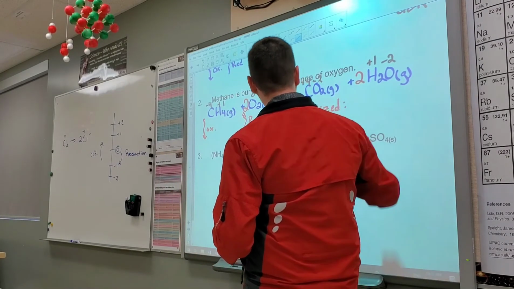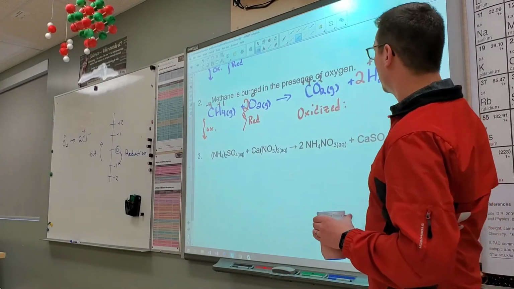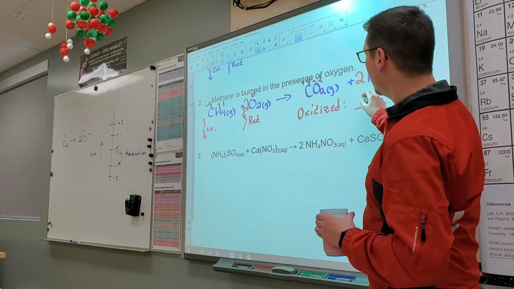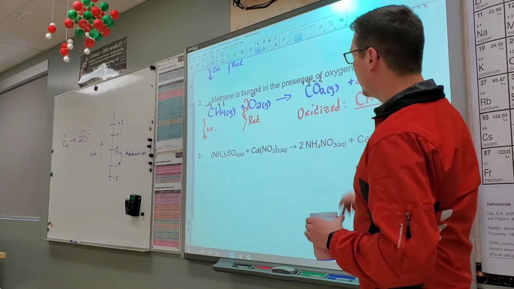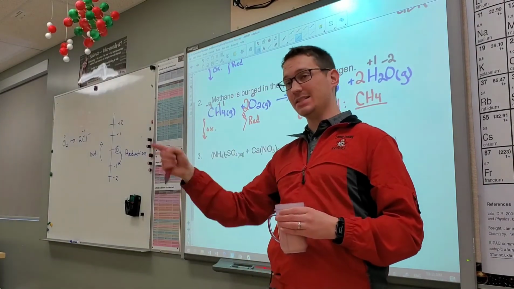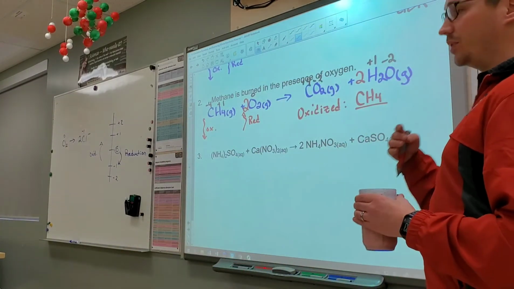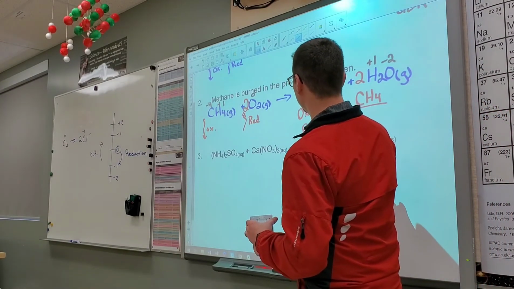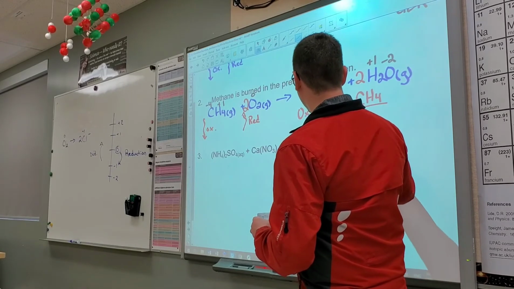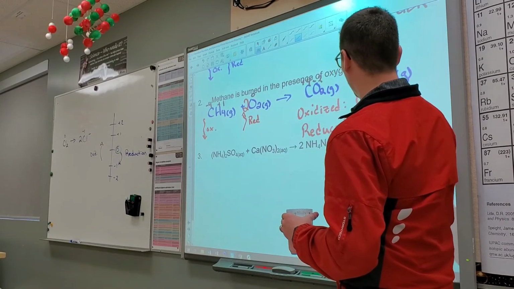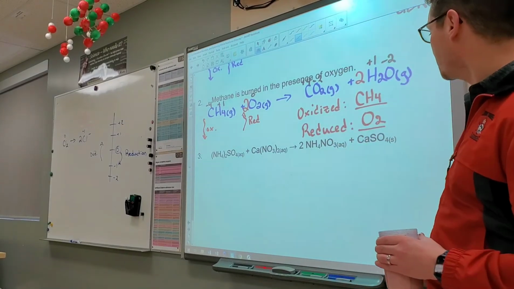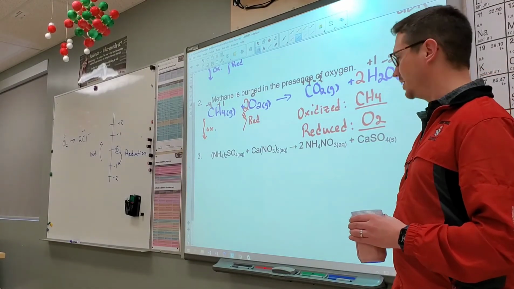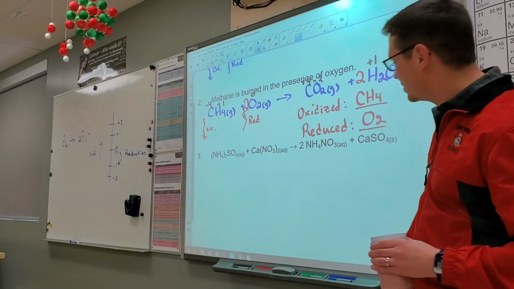So I want to be very explicit. What is being oxidized? What thing should I write here? Methane. I should write the entire entity. That whole thing. I get it's the C inside the CH4, but the whole thing is being oxidized. And what thing is being reduced? It's not just O, it's O2 that's being reduced. So is this a redox reaction? Yes, absolutely, this is a redox reaction.